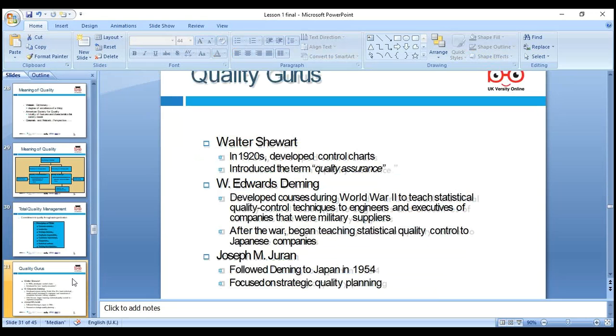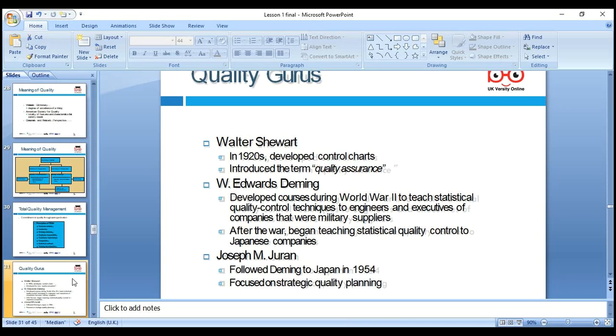Then there are a lot of gurus who discuss quality in different areas. Quality assurance, control charts and different things. So time-wise, people used to be more on the productivity side.